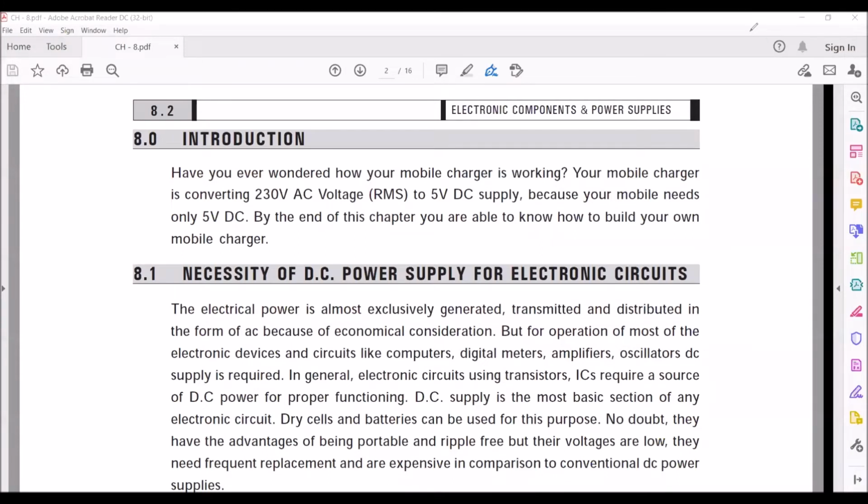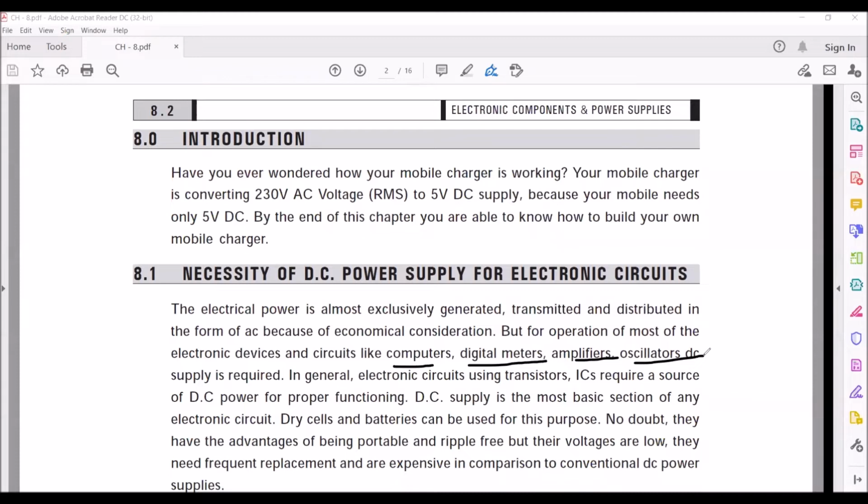Now we are discussing the necessity of DC power supply for electronic circuits. Many electronic circuits, as we previously discussed, may be a computer, a digital multimeter, amplifiers, oscillators, even the mobile, we can consider it as an electronic device. For the operation of these electronic devices, we require DC.